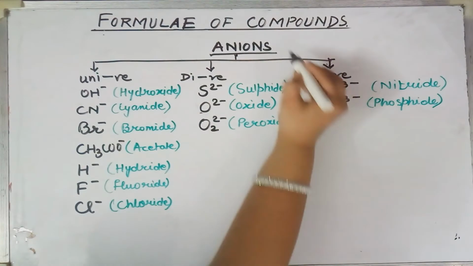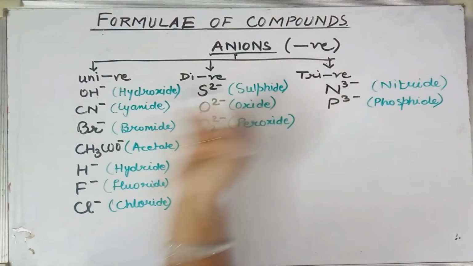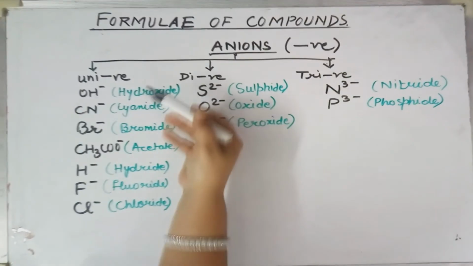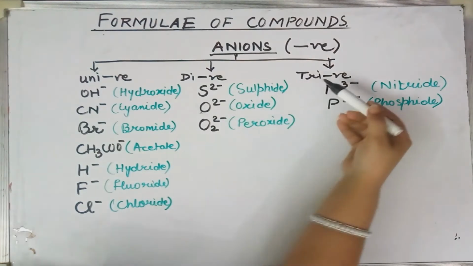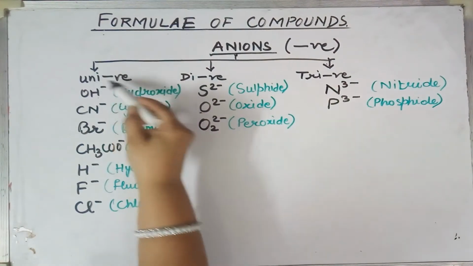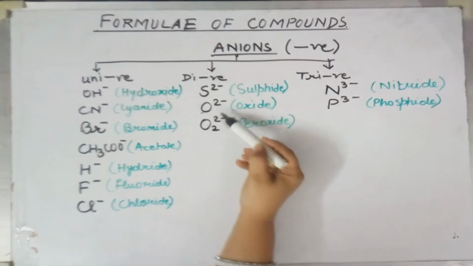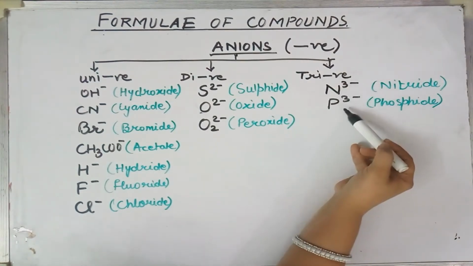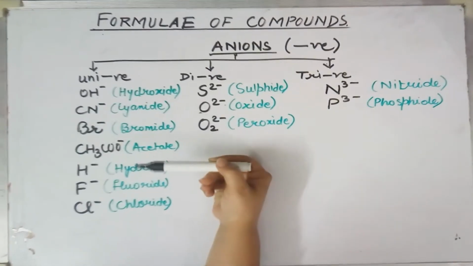So let us talk about the anions. Anions are negatively charged species, and on the basis of how much charge is present on them, we have categorized them into uninegative, dinegative and trinegative ions. If it is uninegative, it will have only one minus on it. If it is dinegative, it will have 2 minus. If it is trinegative, it will have 3 minus. Here I am just reading out what these charges are. You have to memorize them.